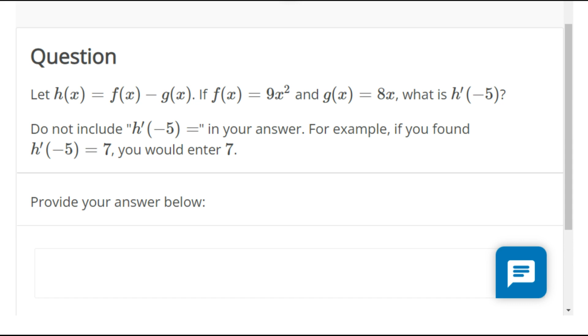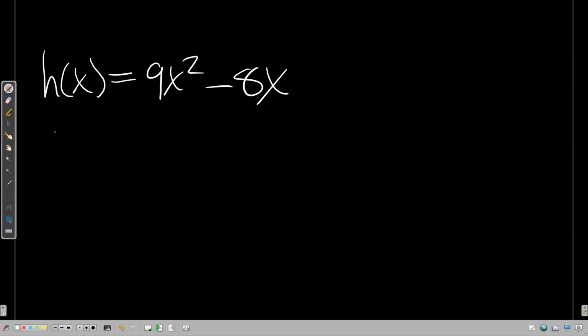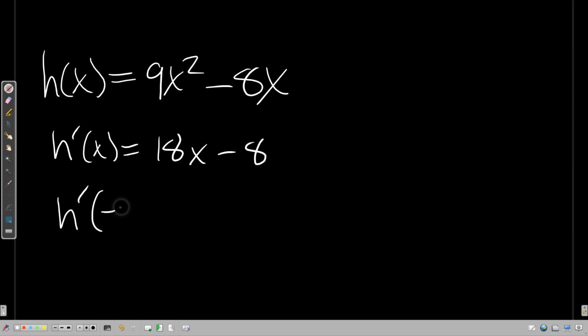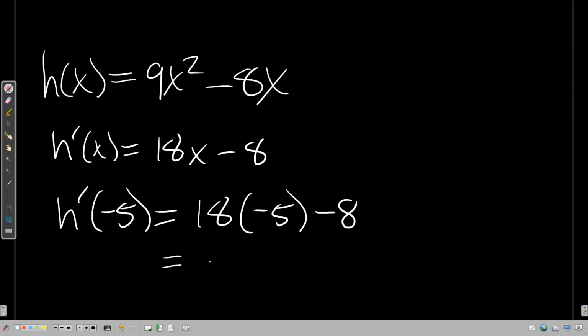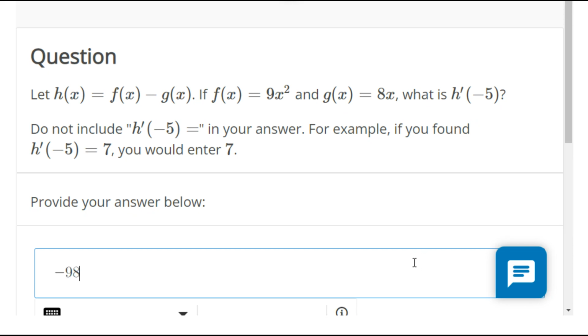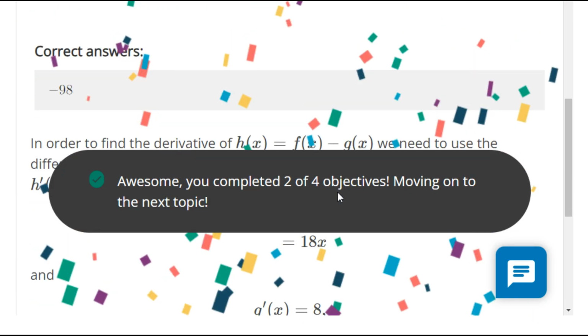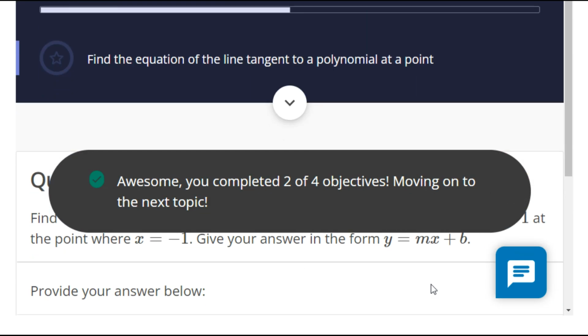This one's f minus g. So h of x is 9x squared minus 8x. Well, that's not really going to trick us. We do need to pay attention here that they want to know h prime of negative 5. Okay, well, h prime of x is 18x minus 8. And then now they want to know h prime at minus 5, that's just 18 times minus 5, and then minus 8. So this would be a minus 90. Minus 8, you get minus 98. Super duper. Alright, let's keep it moving.